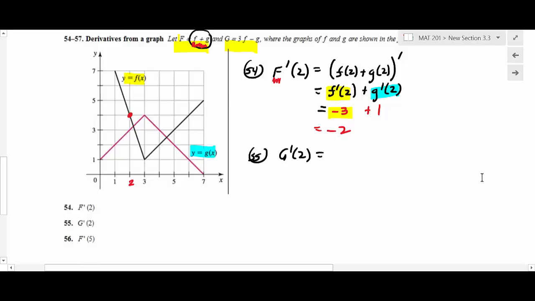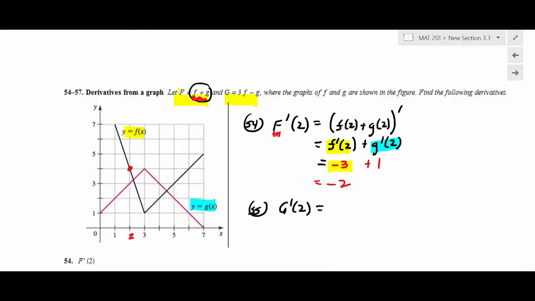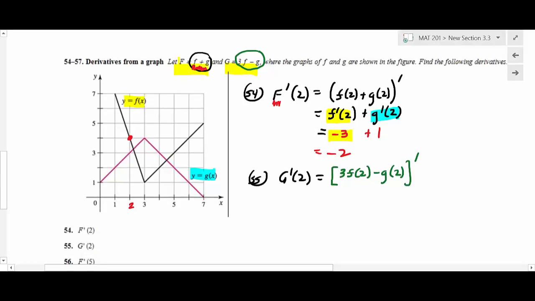Okay, let's do g prime of 2. Well, first of all, g is defined to be 3f minus g. So what I'm going to do is change this to 3f of 2 minus g of 2. Then I'm going to do the derivative of the whole thing. That's a good way to write that out, okay? So the next thing is you've got to know your derivative rules. What we learned is when you do a derivative of a difference, you can just do the difference of the derivatives. So this would just be 3f prime of 2 minus g prime of 2 like that, okay?